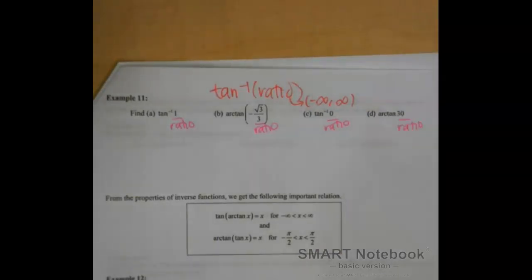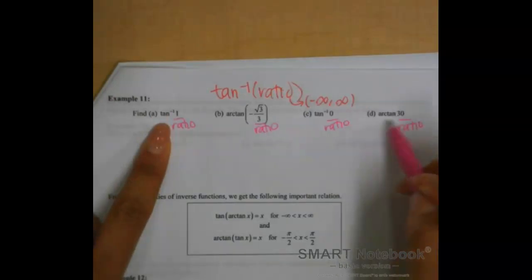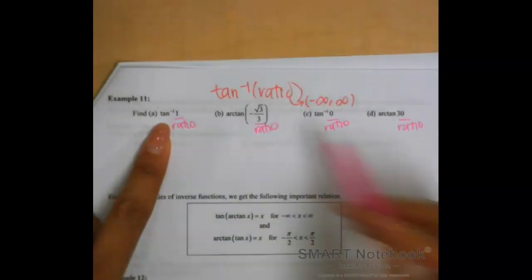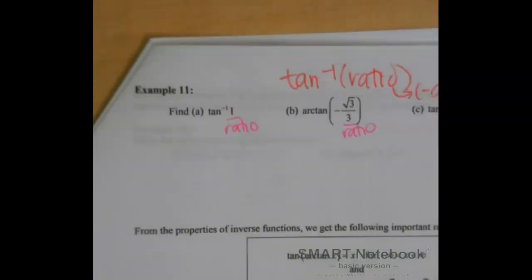If you see a pi anywhere, guys, it's not going to work. Okay, so let's start with tangent inverse of 1. I'm going to do tangent inverse of 1 with you guys. I'll do letter D. You guys are going to do 2 in the middle. So for letter A, tangent inverse of 1, let's go ahead and figure this one out.